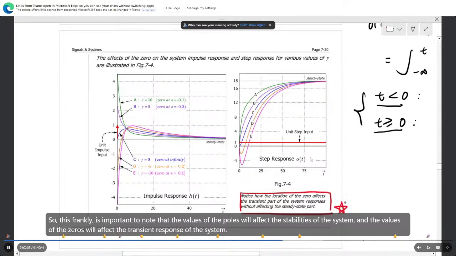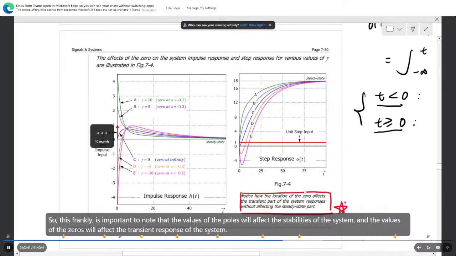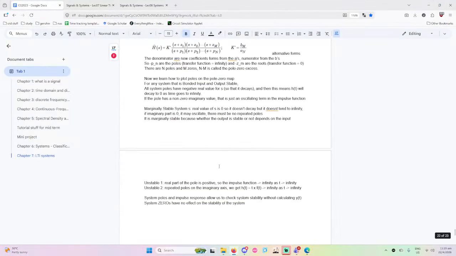We know that the values of the poles will affect the stability of the system, and the values of the zeros will affect the transient response of the system. And the transient response will disappear as t tends to infinity.